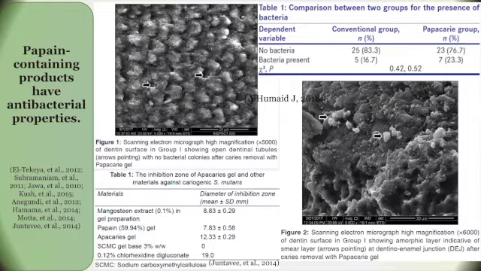And Giovanti and colleagues examined mangosteen extract in combination with papain, and they found that only 1 milligram of mangosteen extract with papain in Apocaries gel effectively inhibited Streptococcus mutans within 2 minutes, which is absolutely fantastic.